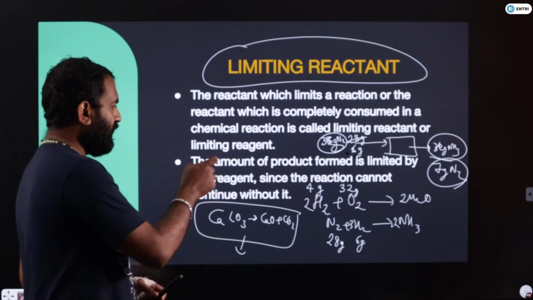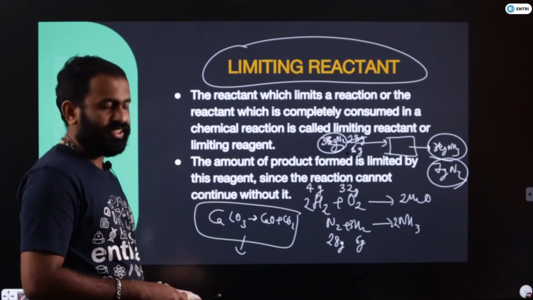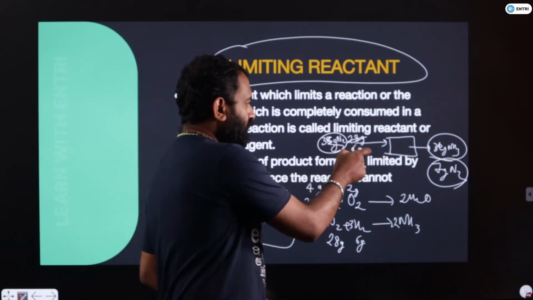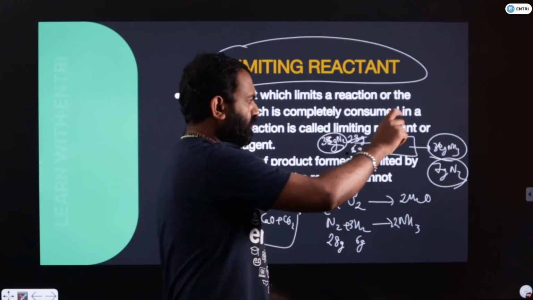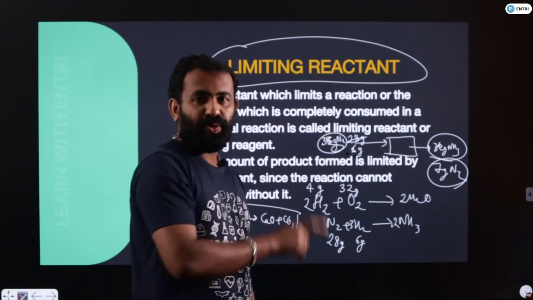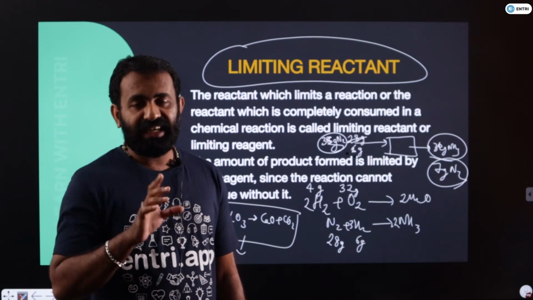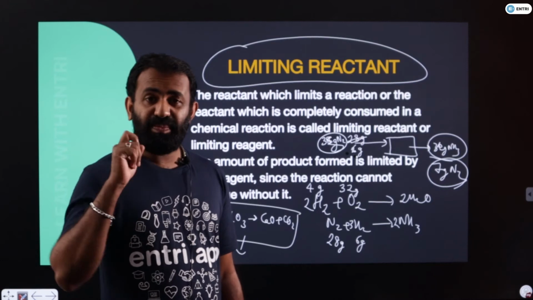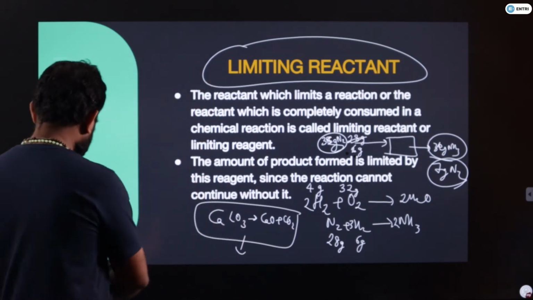And one point is that the amount of product formed is limited by this reagent, since the reaction cannot continue without it. When the 6 gram hydrogen is completely reacted with the nitrogen, the production of ammonia stops. So, the amount of product is always based on the limiting reactant or limiting reagent.